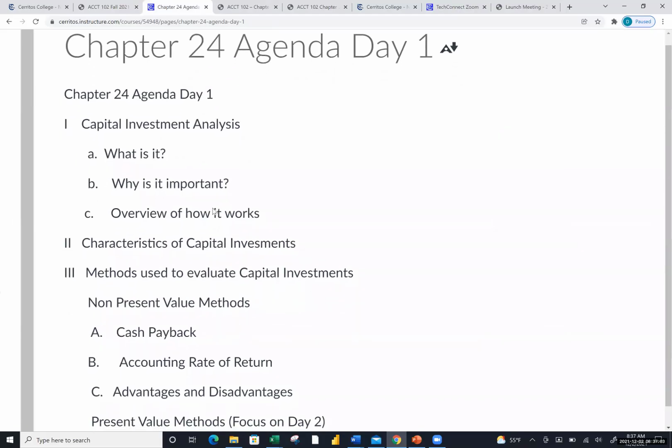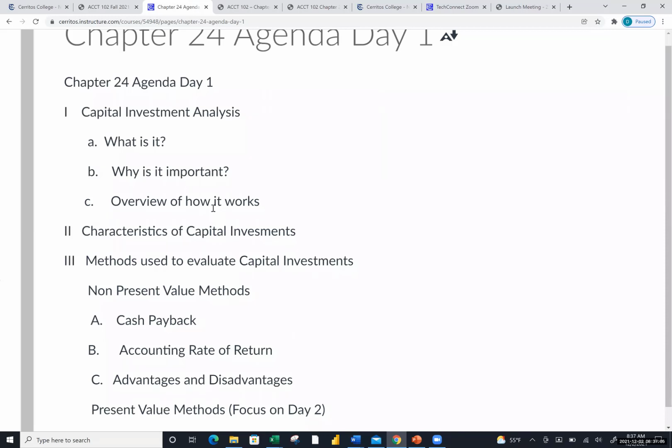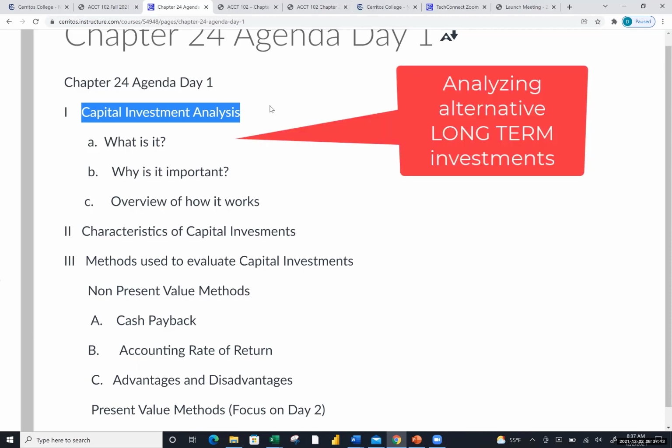Pretty tight packed agenda. Chapter 24 is very important. So we're going to talk about what exactly is capital investment analysis. And basically what we're talking about here is the ability to evaluate long-term investments, and there are usually competing investments to decide which one is the best for your circumstances.